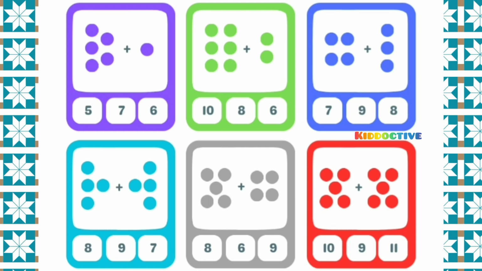Now tell me, how many dots are there? 1, 2, 3, 4 and 5. So there are 5 dots. There is only one dot. So 5 plus 1 equals 6. So I hope you learn the addition. So do the rest.